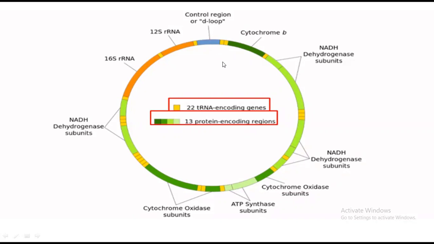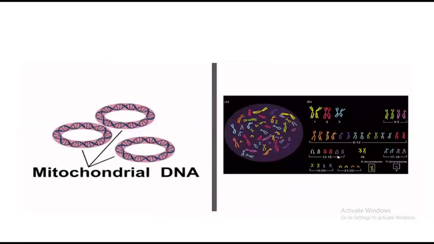For now, just consider that these portions, 22 genes, are coding for transfer RNA and 13 genes are coding for the enzymes that take place inside the respiration. And this D loop is not coding any genes or proteins. This place consists of no genes. So keep this thing in mind.